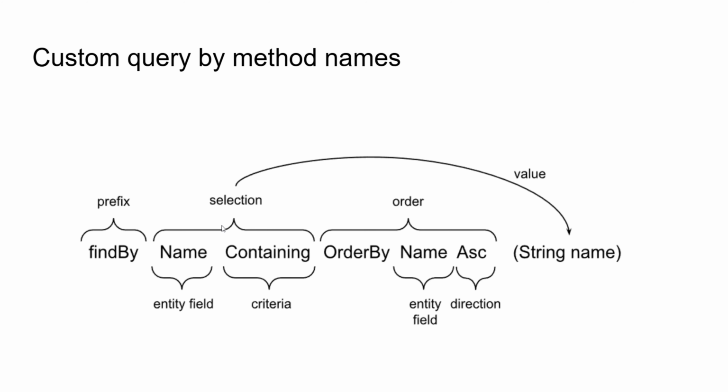So you can see here in the slide, we have the syntax of how to use the method names. For the prefix of a method, always use findBy. And then the field in the entity, the field that you want to select. You want to find on what field, for example, you want to find by the name. You find something like some name in your database, and then we have the containing or the criteria.